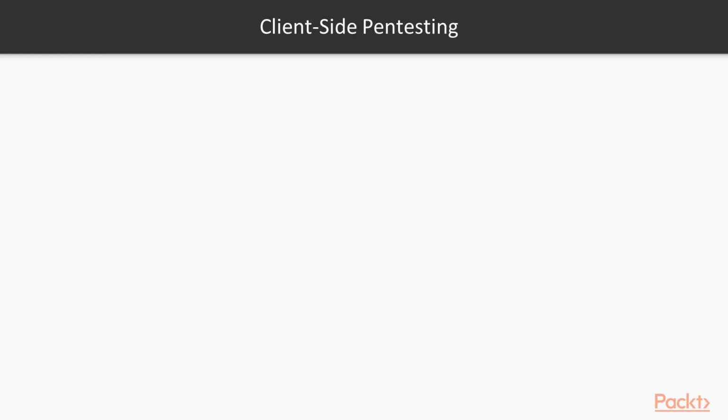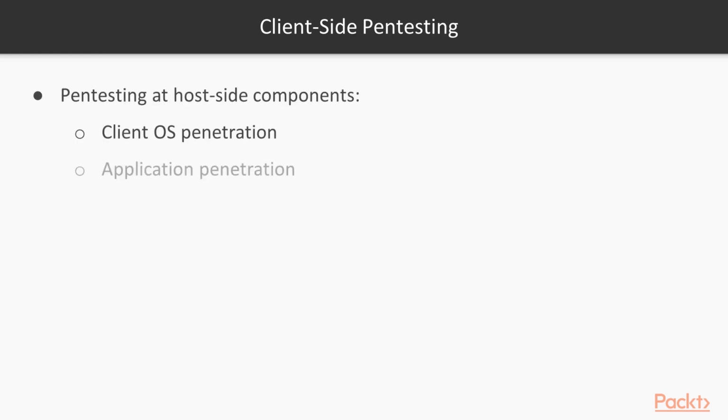Next is client-side pen testing. That's quite easy. For example, in an office space where all the employees are working, they are all clients. They have their operating systems. If pen testers are trying to exploit the operating system at the client side, that is considered client-side pen testing. And application pen testing: if applications or software are working on the client system and a pen tester is trying to exploit that software, that is called application penetration testing.